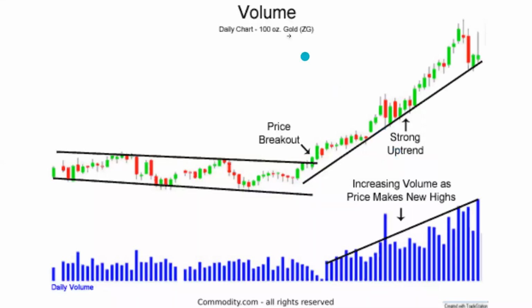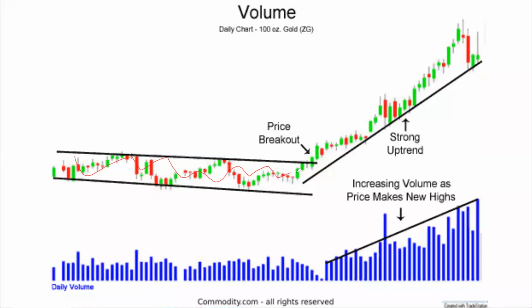Now, here we can see a great visualization of it on our charts. If you take a look here, we have this downtrend. Then we get a price breakout. So price breaks out right here, and volume ticks up at this precise point. Now we start to see volume going up, an increase in volume as price is making new highs.